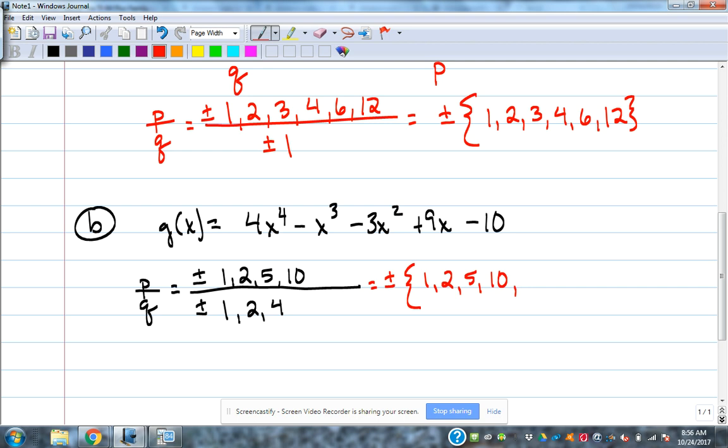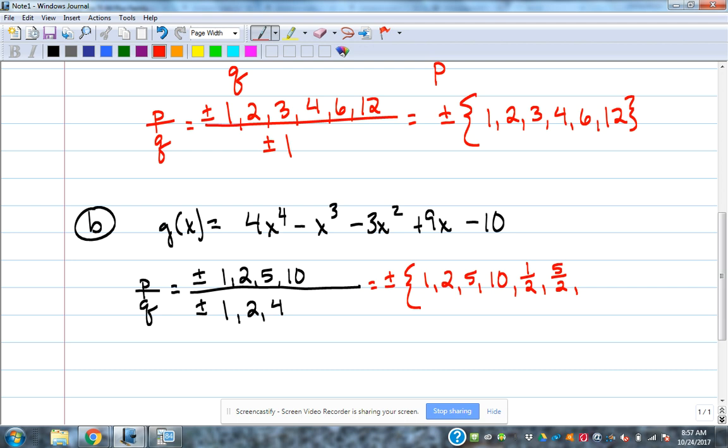If I divide them all by 2, what's 1 divided by 2? 1/2. What's 2 divided by 2? Have I already got 1 listed? Okay, so I don't have to list it again. What's 5 divided by 2? It's 5 over 2. It doesn't reduce. 10 divided by 2. 5. I've already got 5 listed, so I don't have to list it again.